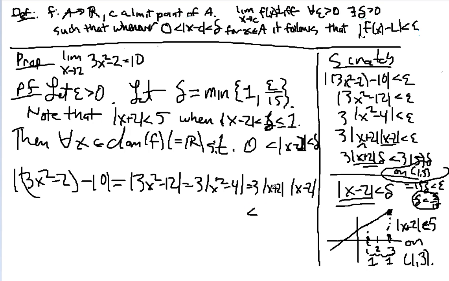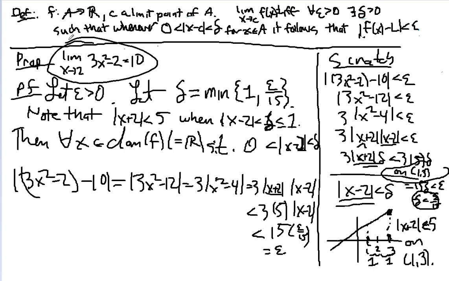But look, |x plus 2| is less than 5 whenever |x minus 2| is less than delta, which is less than 1, which is true. So this is less than 3 times 5 times |x minus 2|. And |x minus 2| is less than delta, but delta is less than or equal to epsilon over 15. So I get 15 times epsilon over 15, which equals epsilon. So in other words, I proved that this is true, and I'm done.